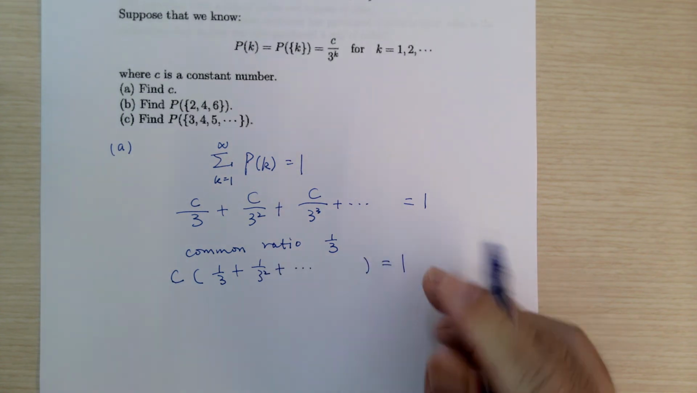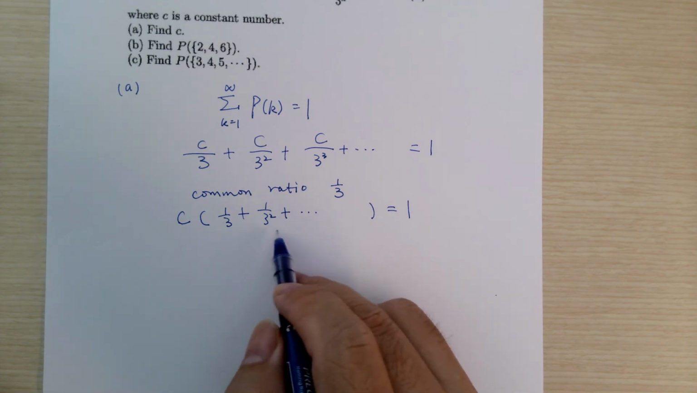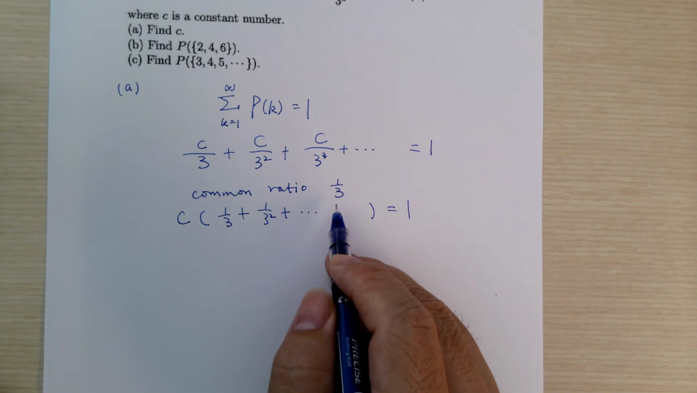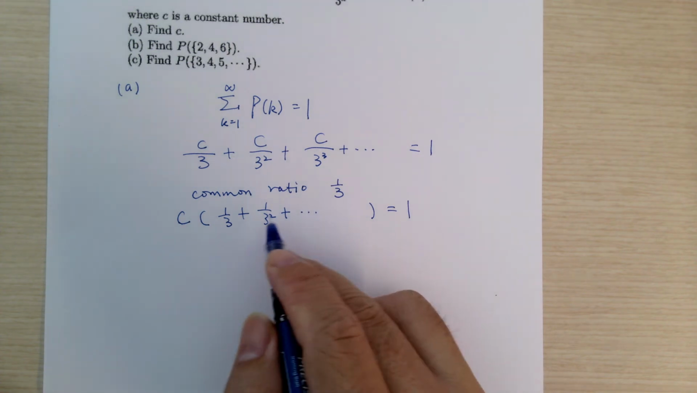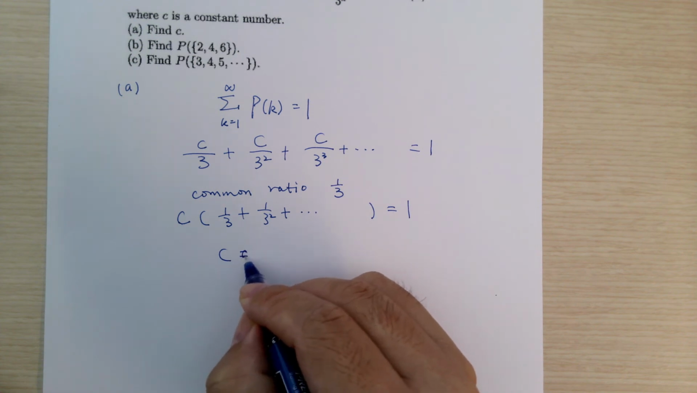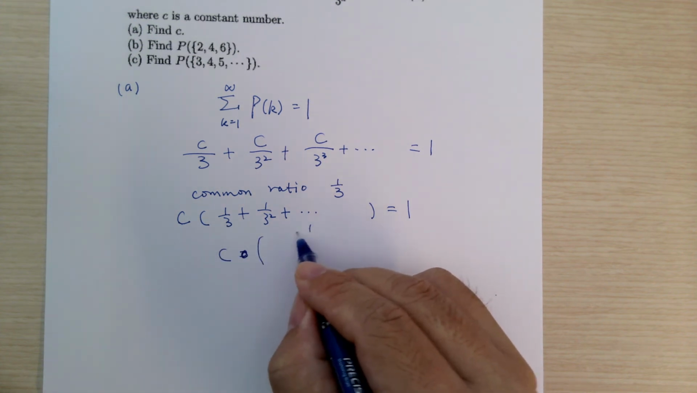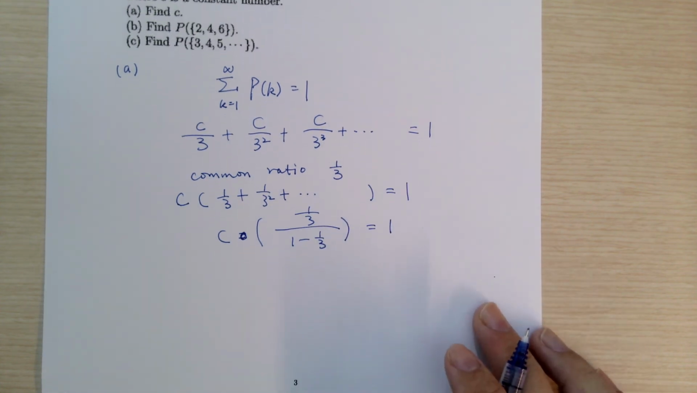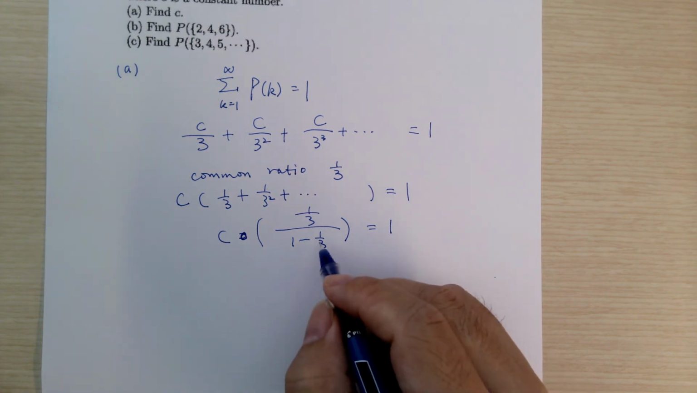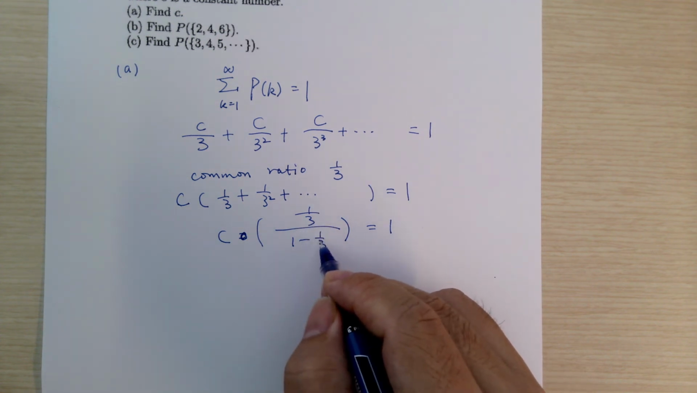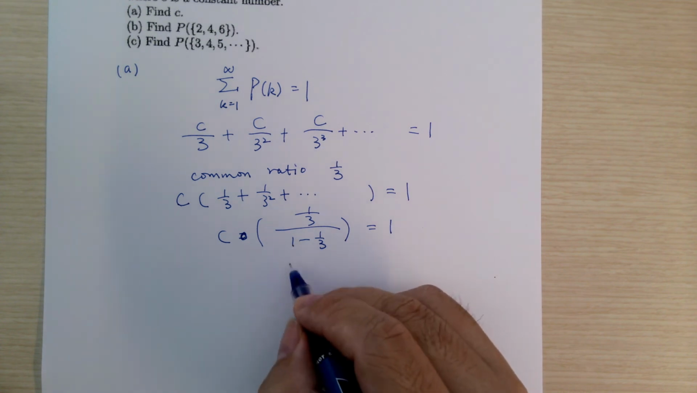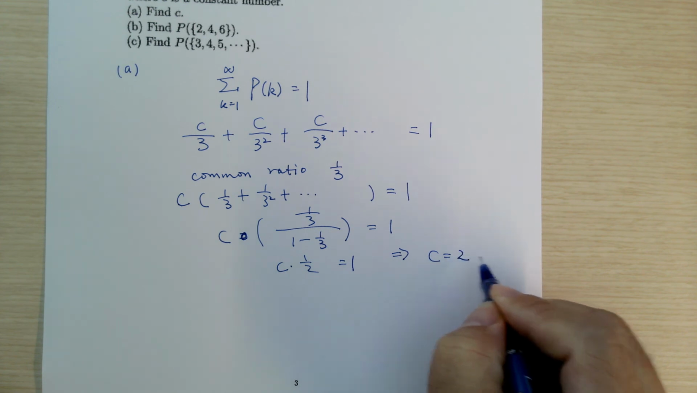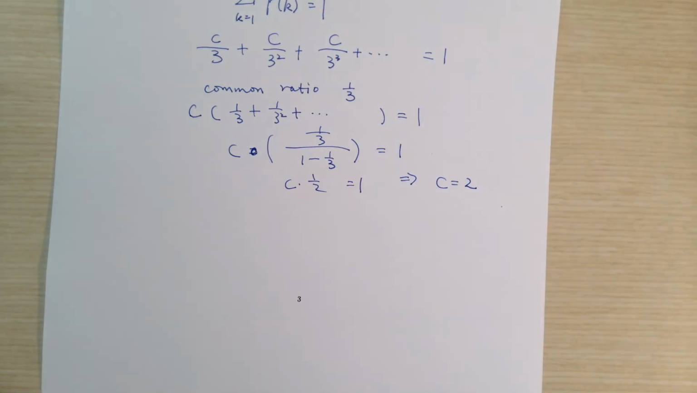We know that a geometric series with a common ratio between 0 and 1 converges, so we're good to go. The sum of this geometric series is the first term over 1 minus the common ratio, and it equals 1. So 1 over 3 over 2 over 3 turns out to be 1 over 2. So C times 1 over 2 equals 1, and we can easily figure out that C equals 2.